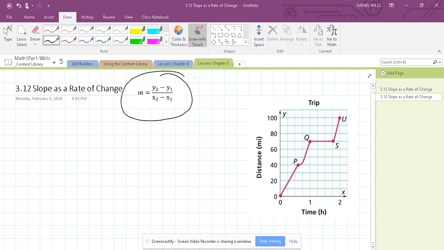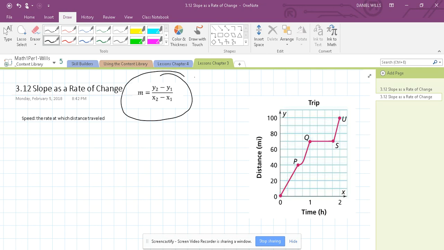Now, when we talk about slope as a rate of change, the most common rate of change that we run into is speed. Speed is simply the rate at which distance traveled changes, which sounds fancy and mathy, but all it really means is how fast you go. The higher the rate at which your distance traveled changes, the faster you're going, the higher your speed. Let's look at an example.